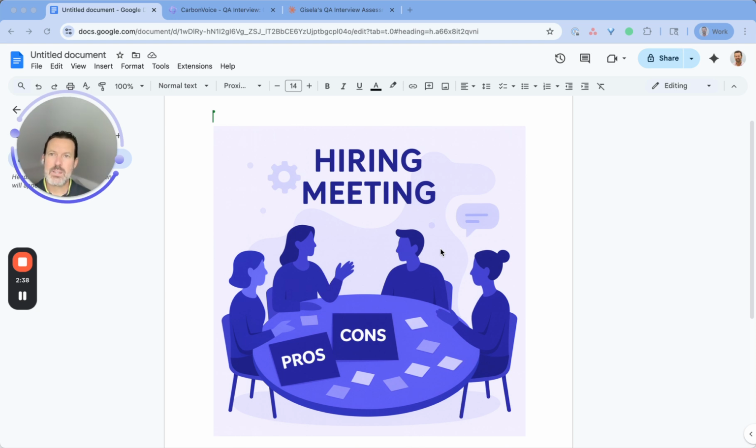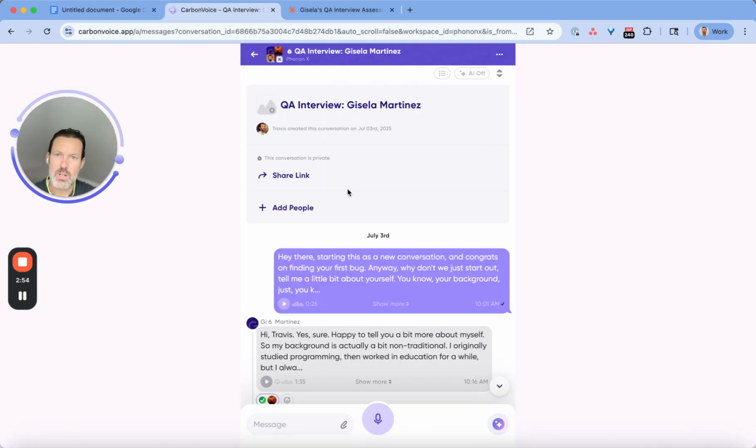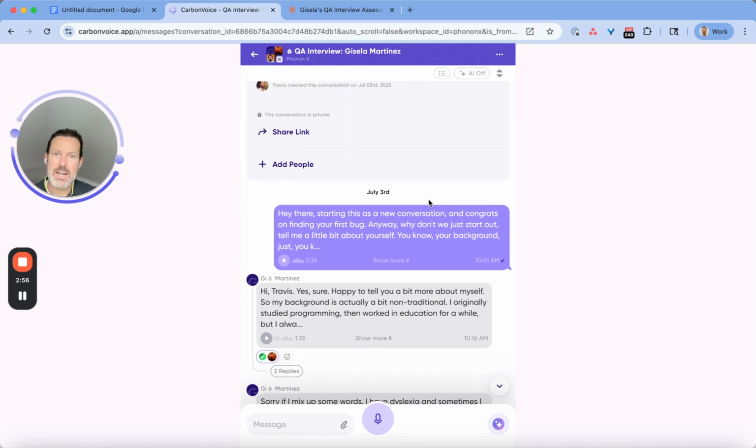But what we did was very different. What I did is I added the person that we were interviewing, and a few people we were actually interviewing, into a conversation. And I started asking them all of the questions that we would normally ask to get through. And so in this case, it looks something like this. I added them to the Carbon Voice conversation and asked some questions.